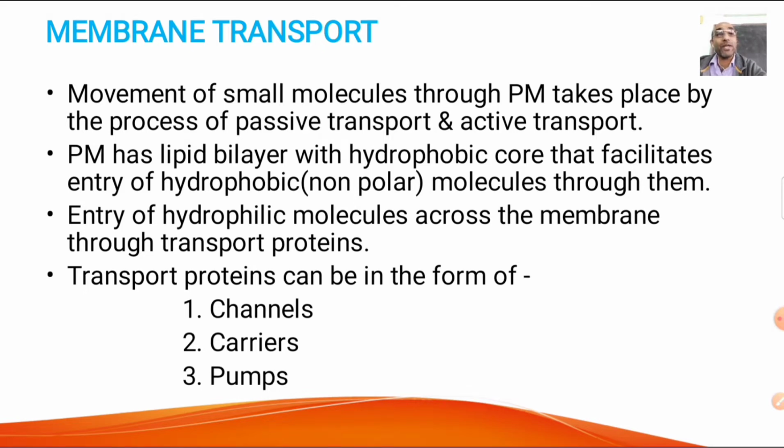Now, what about the hydrophilic or polar molecules? They can also move across the membrane with the help of transport proteins. The transport proteins help in the movement of hydrophilic or polar molecules across the membrane. These transport proteins can be channels, carriers or pumps. We will discuss them one by one.